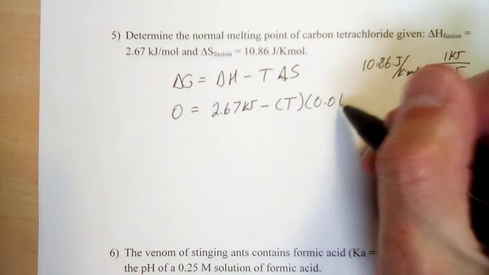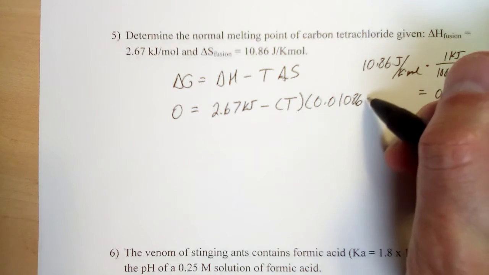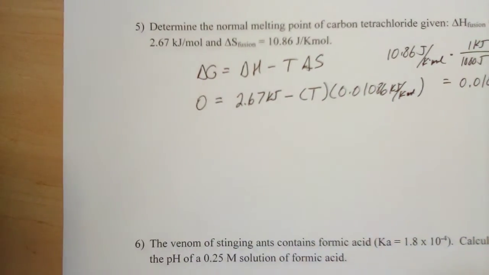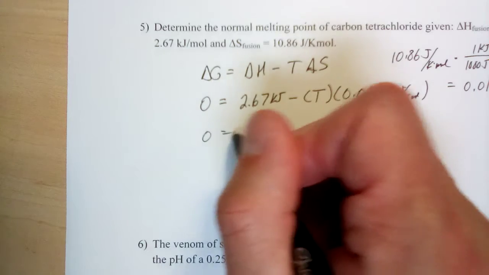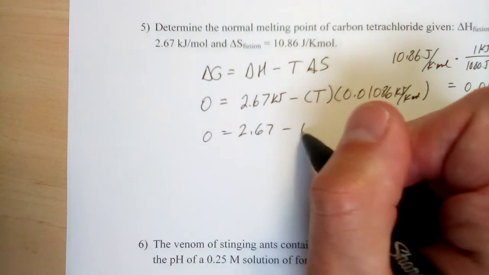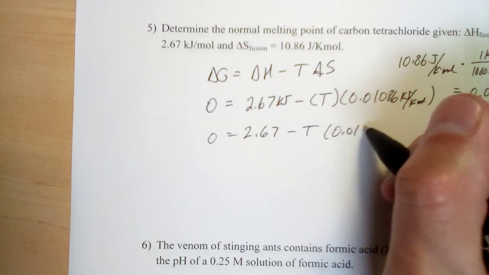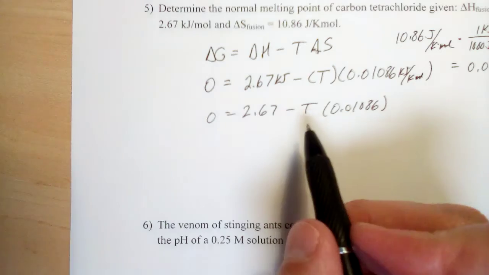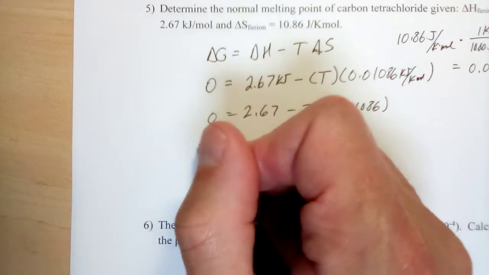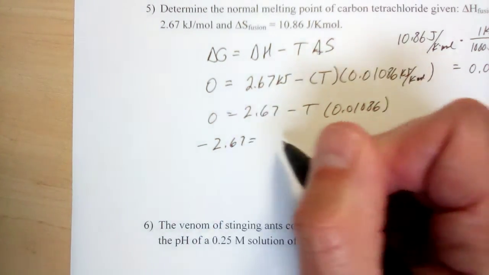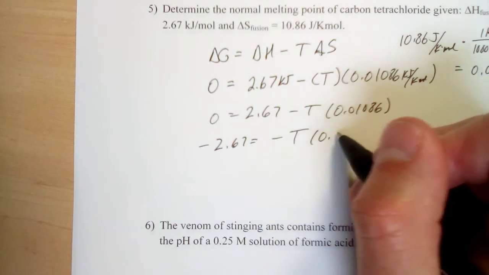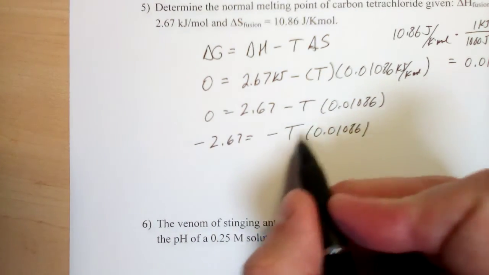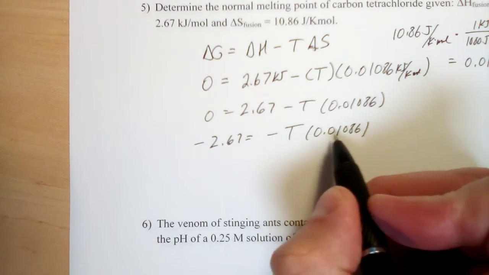So 0.01086 kilojoules per kelvin mole. And from there, now I can solve for T. So this would be 0 equals 2.67 minus T times 0.01086. Right? And all the units are the same. We made sure of that, so that will simplify things. So let's move the numerical term over here. Minus 2.67 is equal to minus T times 0.01086. So I'm going to drop both those minuses, and I'm going to divide both sides by 0.01086.